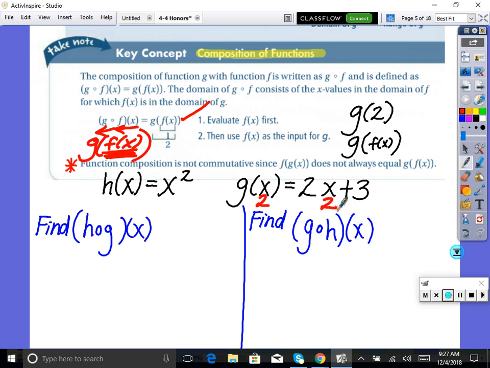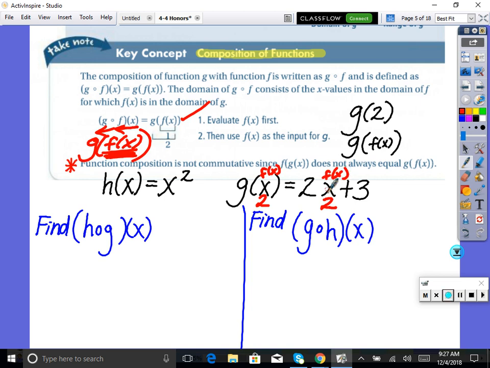It would replace it, correct? So this would be 2 times 2 plus 3. Does everybody see? Now look at what we're looking at here. So if I said find g of f of x, instead of an x, we're going to have our function f of x. Do you see? Just like the 2, it would replace it. F of x would replace that x.